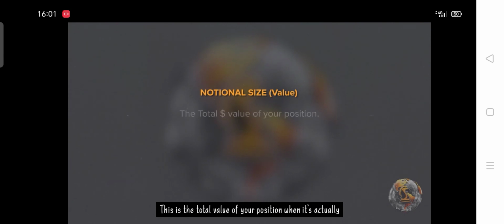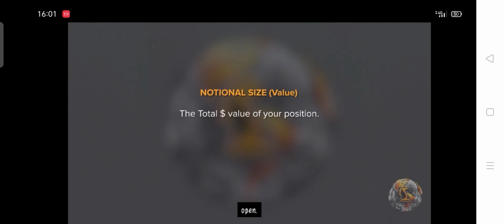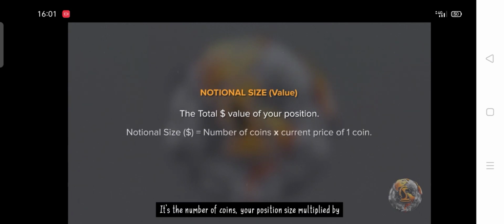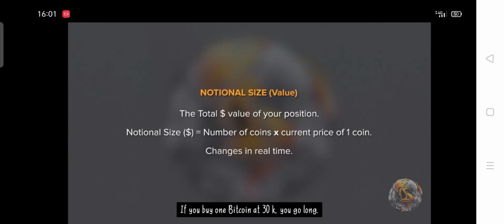This is the total value of your position when it's actually open. Notional size is always in dollars. That's what notional means. It's the number of coins, your position size, multiplied by the current price of one coin. And this, as you'd expect, changes in real time. If you buy one Bitcoin at 30K, you go long one Bitcoin at 30K, your notional size is 30,000. If Bitcoin then goes to 35, your notional size is now 35,000. Similarly, if it drops to 25,000, it's now 25.